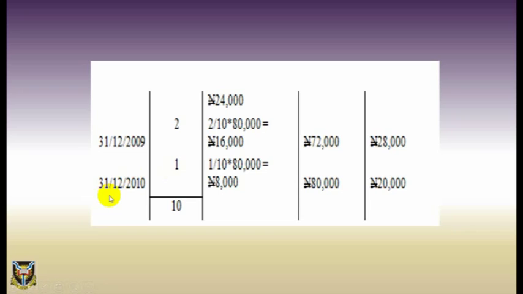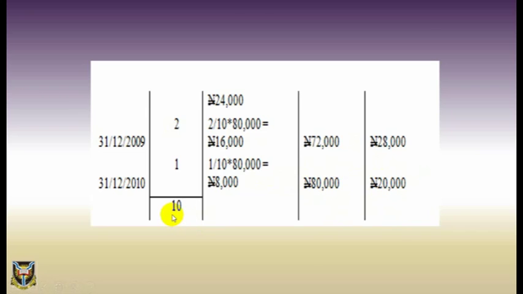Year ended 31st/12/2010. Digit assigned 1. Annual depreciation charge 1/10 times 80,000 is equal to 8,000 naira. Accumulated depreciation 80,000 naira. Net book value 20,000 naira. Total digit is equal to 10.